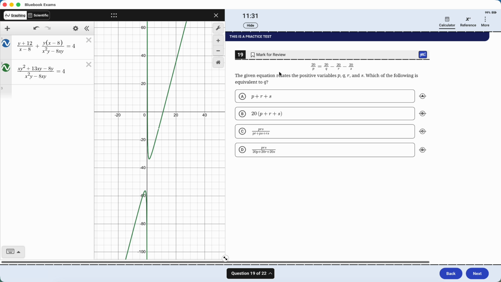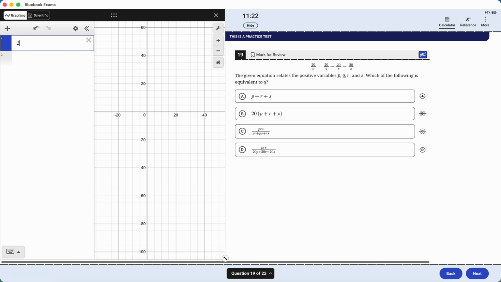Same thing here, right? You can do almost the same thing here. This is an equation. We want to see which one of these are going to be equivalent, right? So here's what you could do if you put this in: 20 over P equals 20 over Q minus 20 over R minus 20 over S. Again, Desmos won't draw this because it doesn't know what these things are. Here's how you get Desmos to give you a picture.